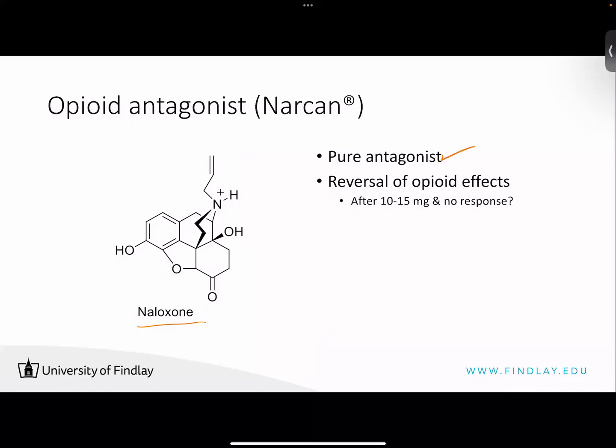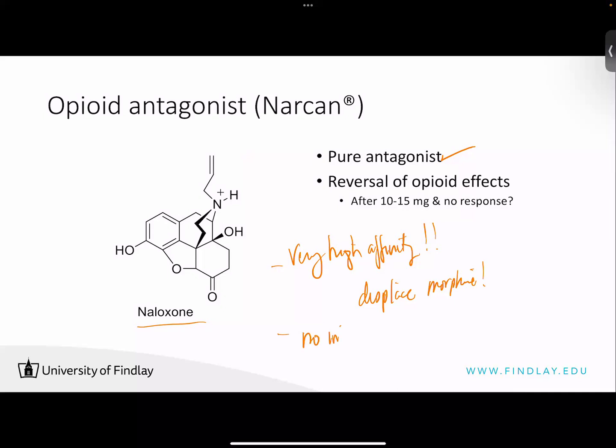This molecule has very high affinity, so high that it will displace morphine from its binding site. All right. It has very high affinity, but guess what? No intrinsic activity. All right, so it's a bona fide antagonist.